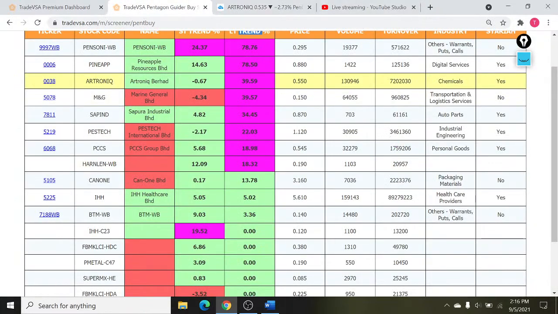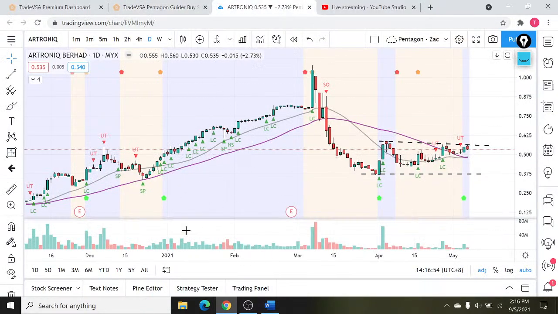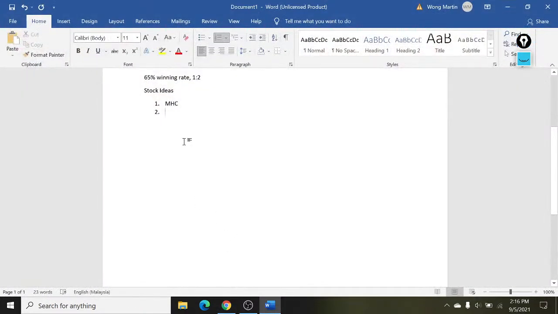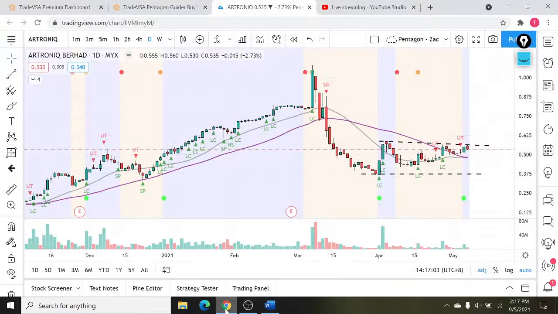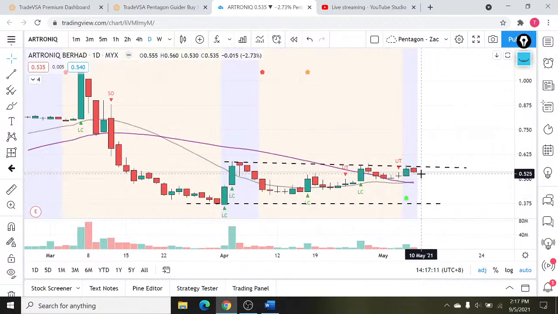Artroniq, oh, chemical. Okay, chemical. So yes, probably can monitor. I'm not sure, let's see how it goes. But so far I kind of like the volume on Friday because the closing is in the middle of the Pentagon's bar. Usually this is a very good sign. I cannot say it's 100%, but the way I look at it, it is a very good sign. And the bar is closing in the middle with low volume.